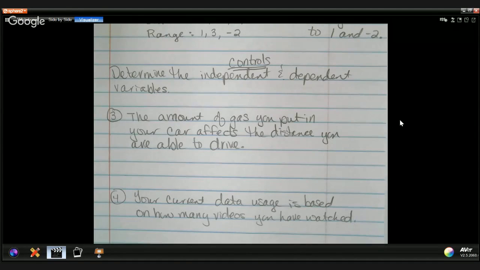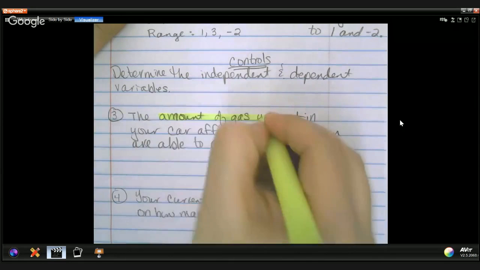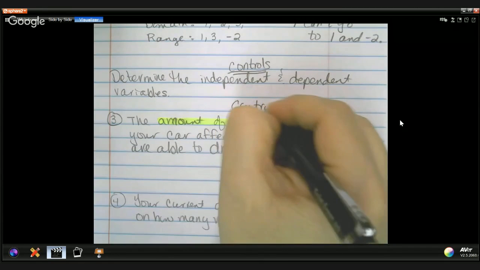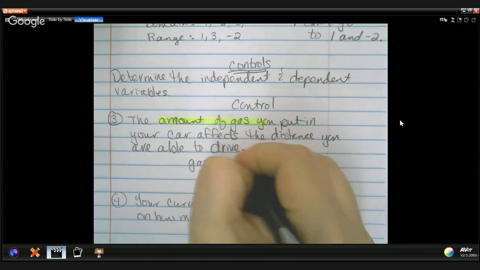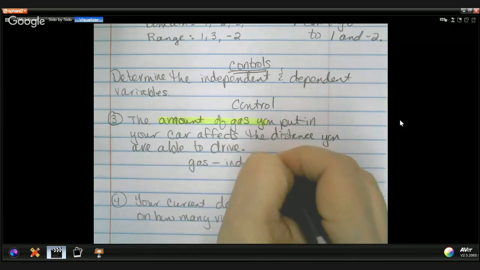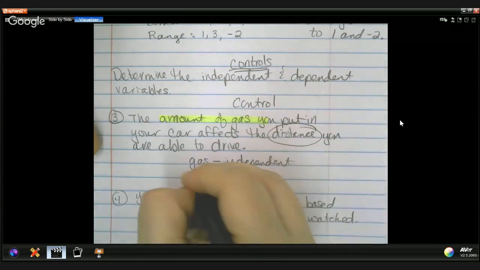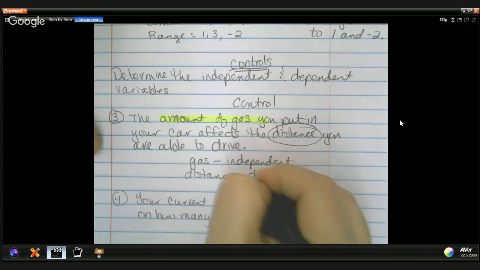So the amount of gas you put in your car affects the distance you're able to drive. So you have to ask yourself, what's in control? Well, it says the amount of gas is what's in control. So your gas is your independent variable. And it affects the distance you're able to drive. So distance is the dependent.